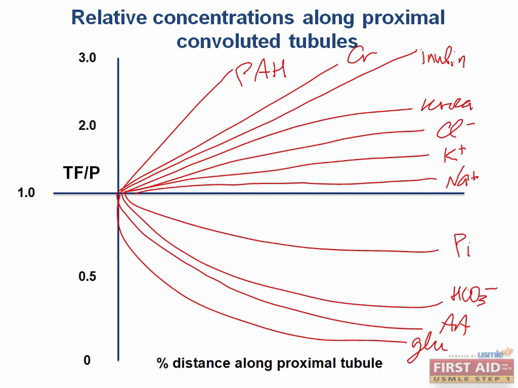Well, since inulin is freely filtered but not reabsorbed, the amount of inulin in the tubule remains constant, but water is progressively being reabsorbed with sodium, so that concentration of inulin gradually increases from the beginning to end. Again, use this graph as a reference during your studying.